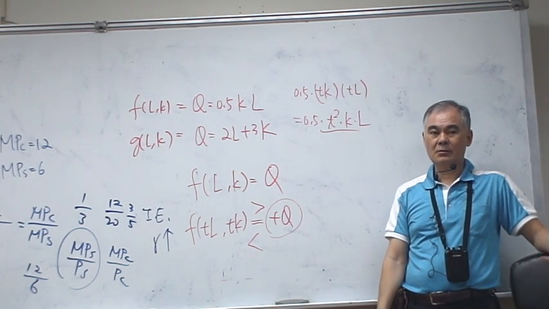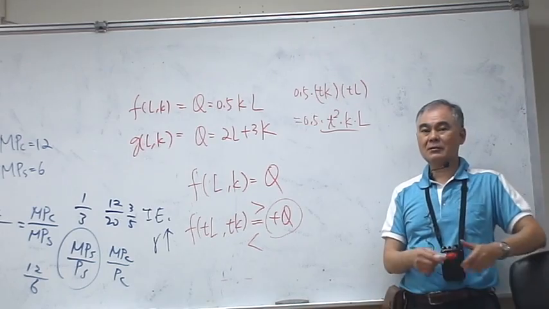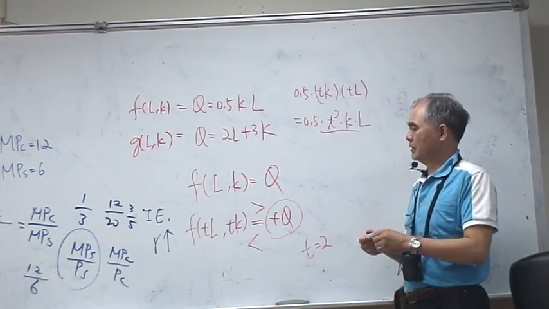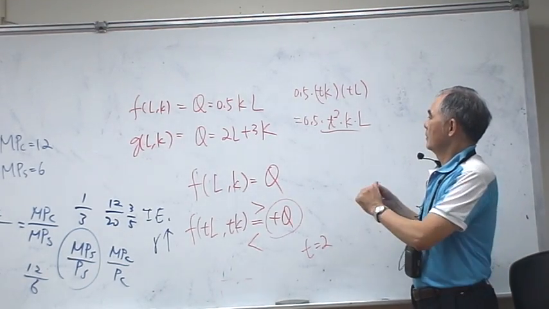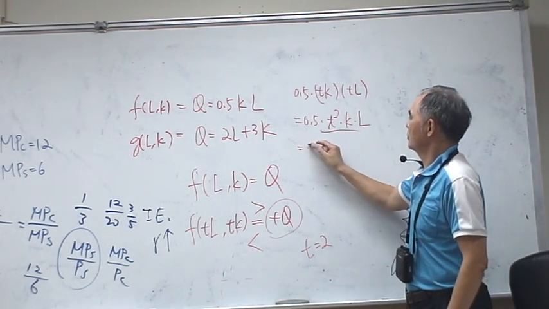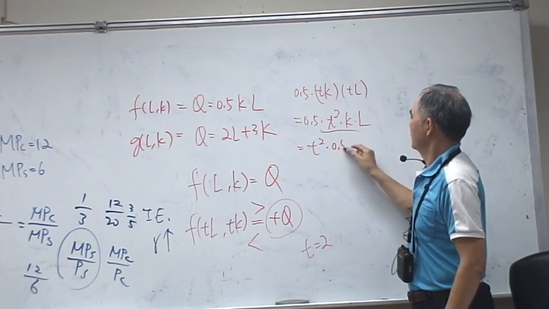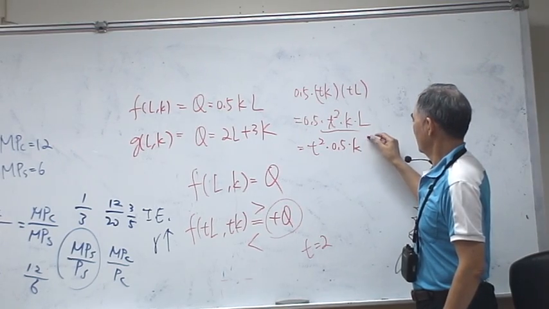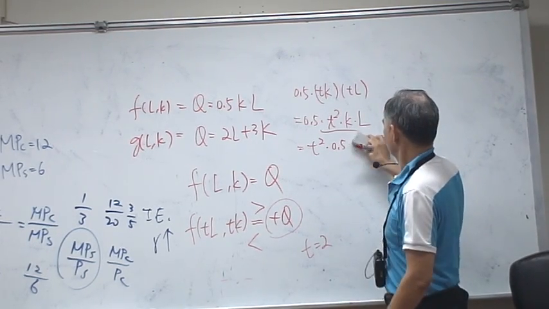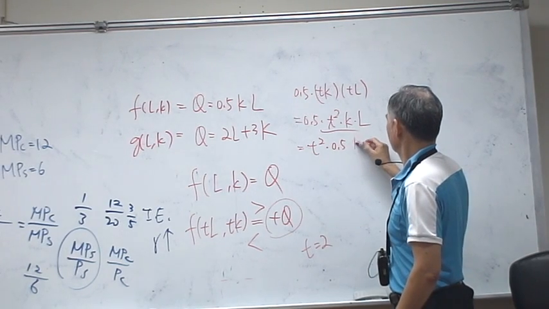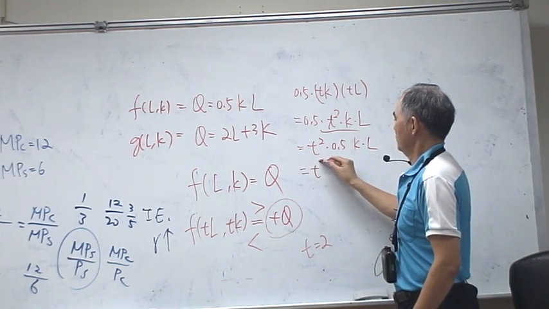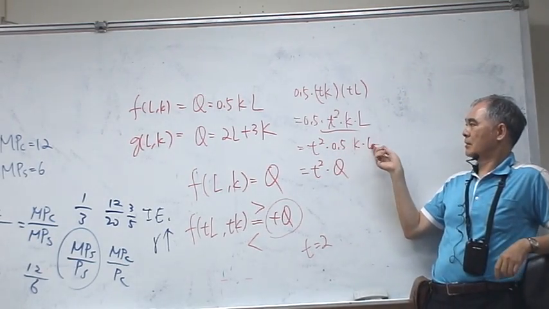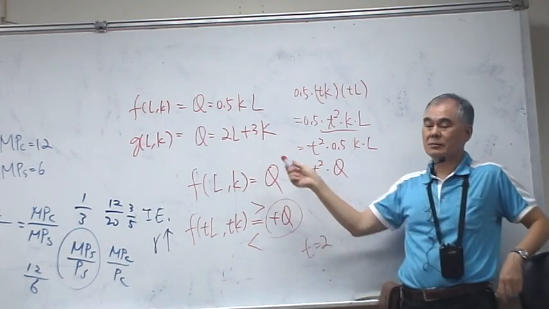Increasing scale or decreasing scale. So let T be 2, right? So what do you get? This is T squared times 0.5 KL, and it equals T squared times Q, because 0.5 times K times L is exactly equal to Q.